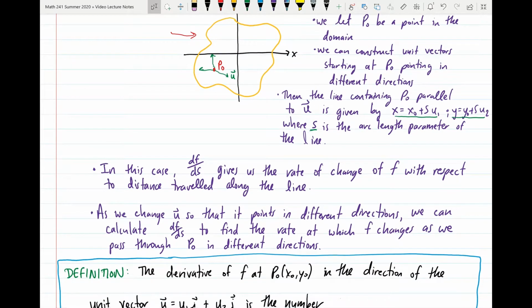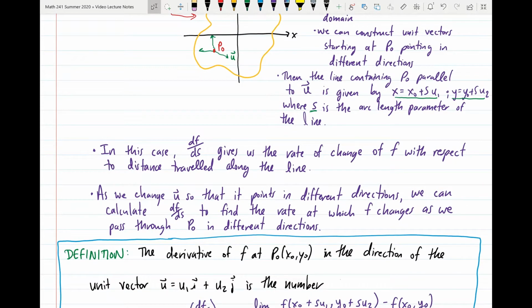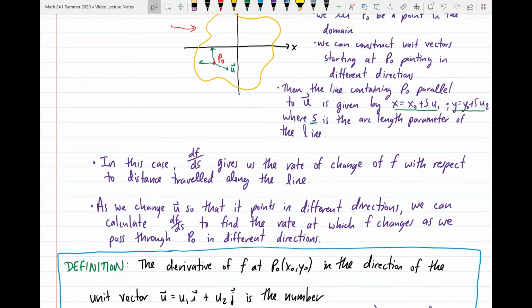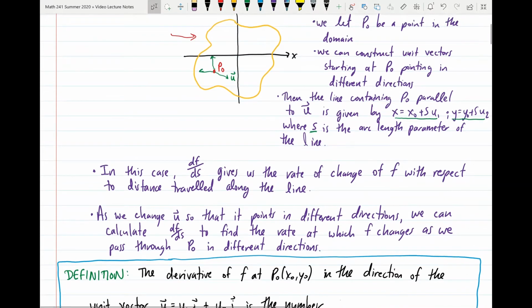And in this case, the derivative of our function f with respect to s is going to give us the rate of change of f with respect to the distance traveled along whichever line we have parameterized. And as we change our unit vector u so that it points in different directions, we can calculate the derivative of f with respect to s to find the rate at which f changes as we pass through the point P naught in different directions.